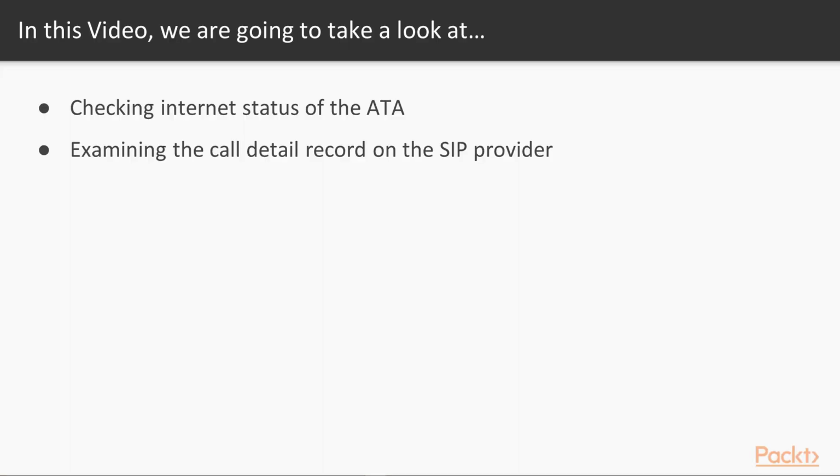In this video, we're going to take a look at checking the status of our ATA appliance. And then the important item is examining the call detail record located on the SIP service provider and looking at billing and addressing information. Let's go and get started by logging into the ATA appliance. Recall the IP address that you used to log into your ATA last, and let's log in at the ATA appliance. I'll go through and examine some fields in that ATA.